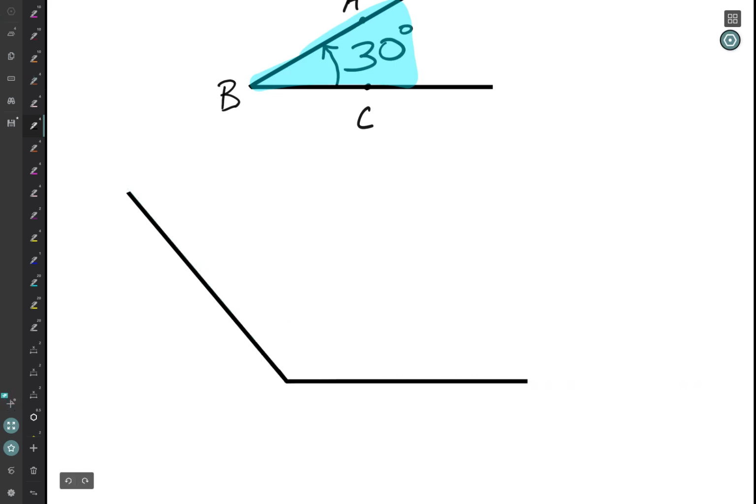So, like I said, you'll see me write 130 degrees. Let's say they had that 1 right there. What would I say? The measure of angle 1 is equal to what?